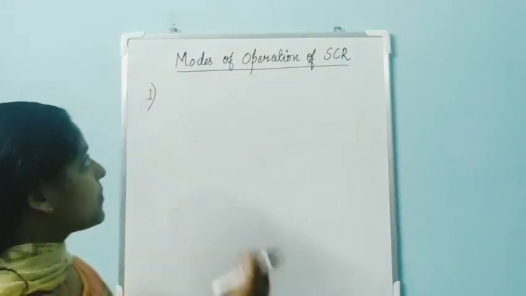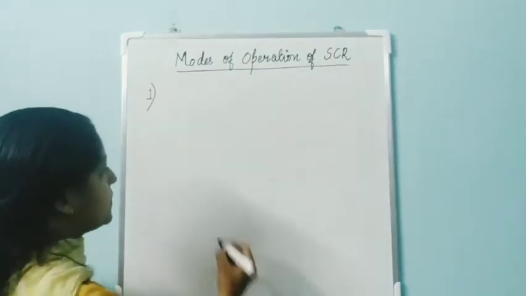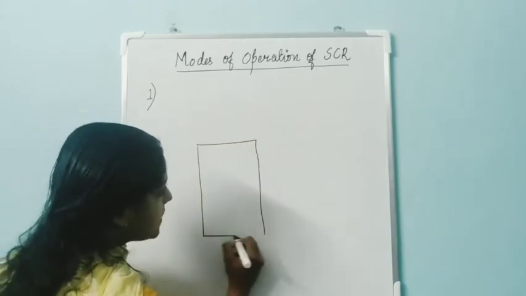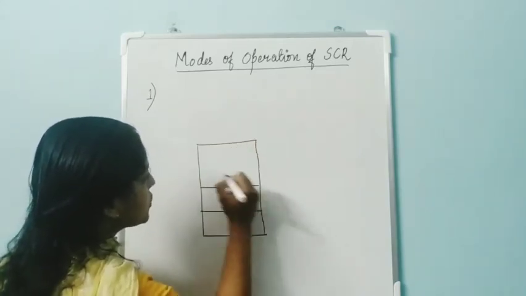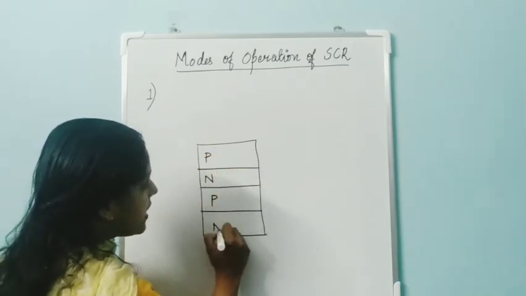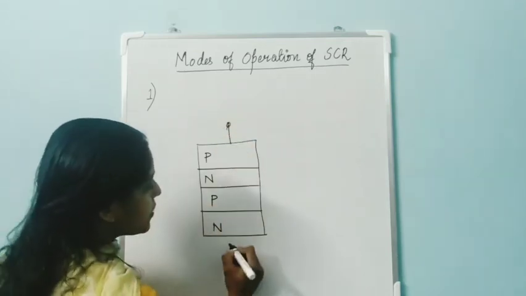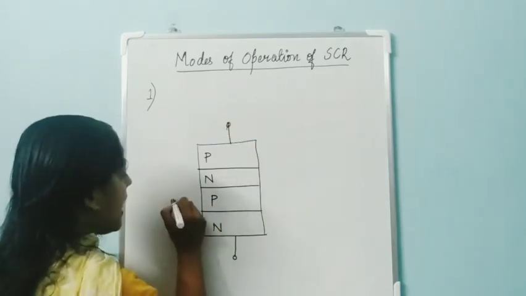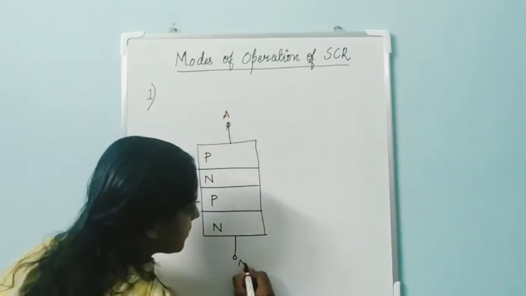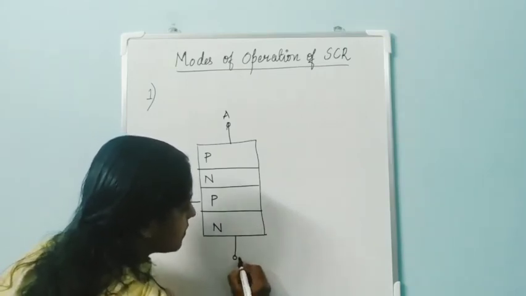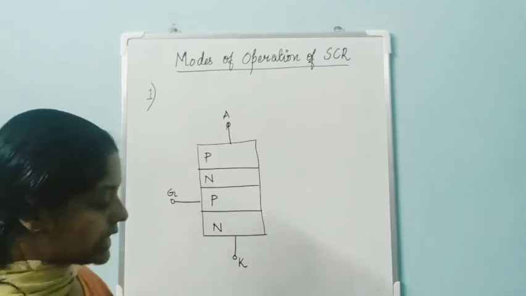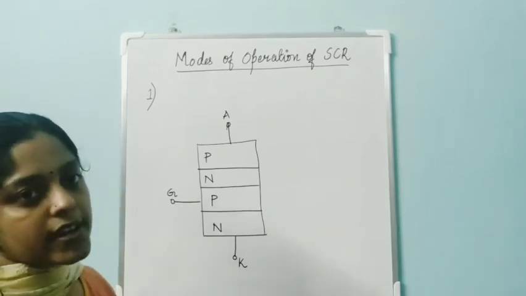Considering the first mode of operation, I am drawing our SCR. SCR is a 4-layered device: 1, 2, 3, 4. So this is a P region, N region, again P region, N region. I have a terminal anode, a terminal cathode, and a terminal gate here. This is the layered structure of an SCR.